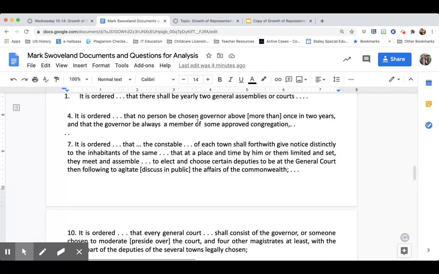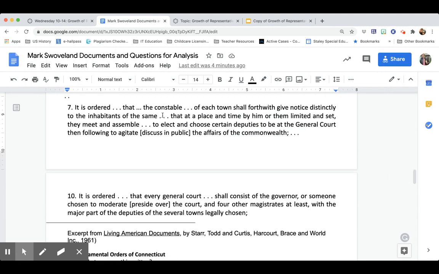It is ordered that no person be chosen governor more than once in two years, and that the governor be always a member of some approved congregation. So this is saying that the governor has to be part of a church, and he can't be governor for more than two years.